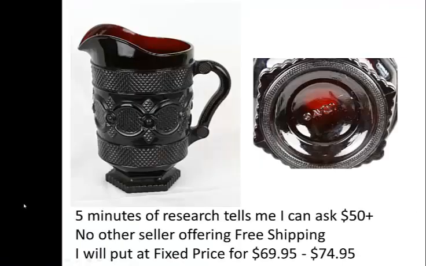So that was less than 5 minutes of research, but what that tells me is that I can ask around $50 plus, and that there were no other sellers offering free shipping. So right now I've got a little edge because I'm willing to offer free shipping on this. I know the shipping is going to cost roughly about $15 or so, just based on the size and the weight and my experience with that.